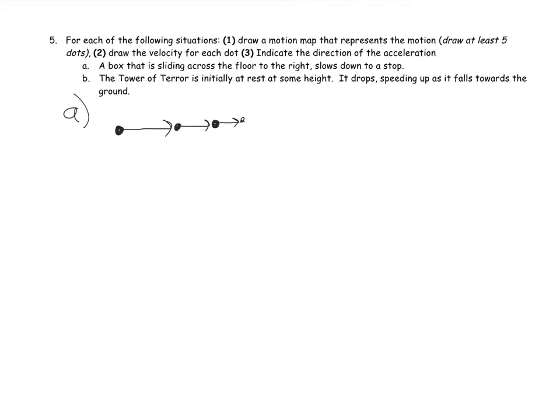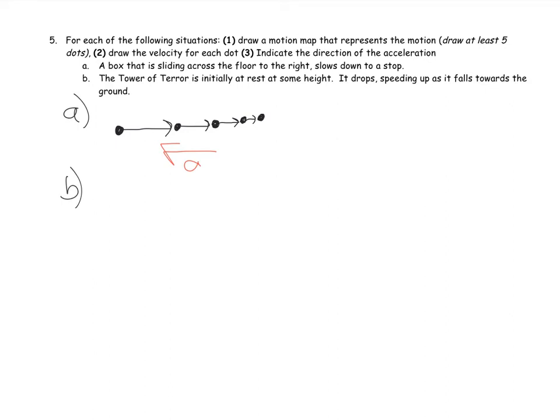It tells us to draw at least 5 dots; that simply makes things a little bit easier to see. That last one I'm not going to draw a velocity vector for, because that will be our position where we're stopped. So there are my 5 dots showing the box slowing down as it travels to the right. Each dot is getting closer together. We also need to indicate the direction of the acceleration, and if it's slowing down while traveling to the right, the acceleration must be to the left.